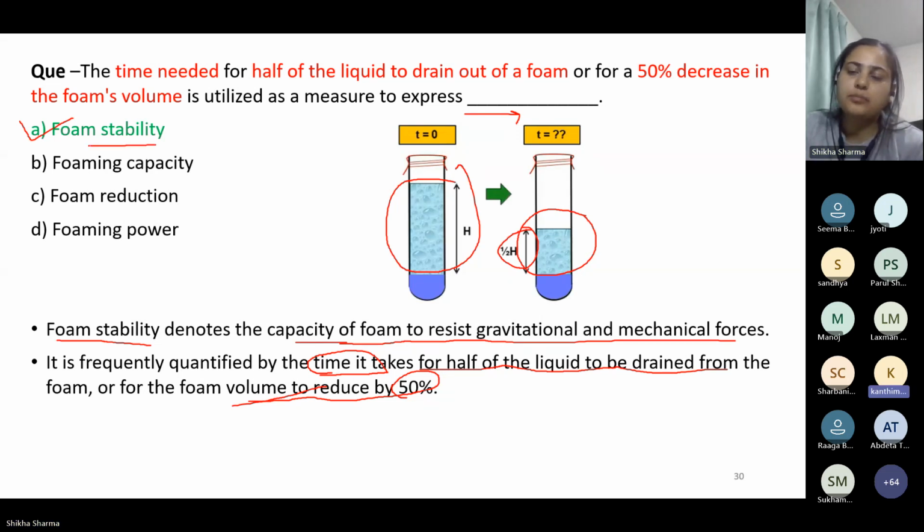Is it okay, ma'am? The reason for the reduction of foam volume: what happens when the foam is forming, right? There will be gravitational forces, because if something is at a height, gravity will reduce its height, and also because of the shear forces among the air bubbles, it decreases, right? So after some time its height will decrease. Okay, ma'am, got it. Thank you.